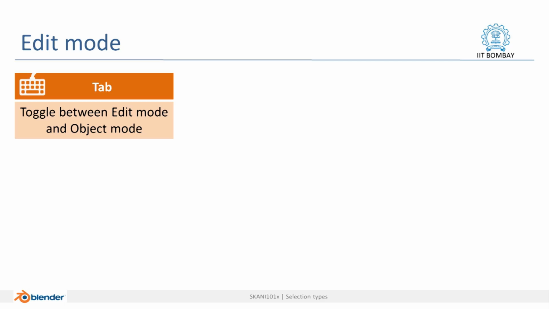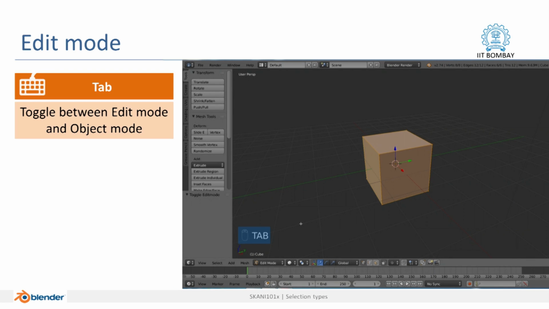Now, if you want to further edit any one of the components in the cube, then you have to go to a different mode. That mode is called edit mode in Blender. How to go to edit mode? Well, the shortcut is simple. On the keyboard, just press Tab and you will enter the edit mode.